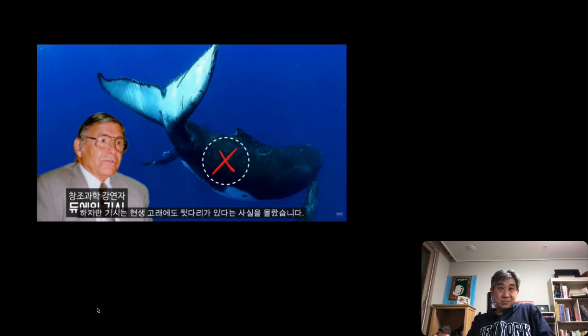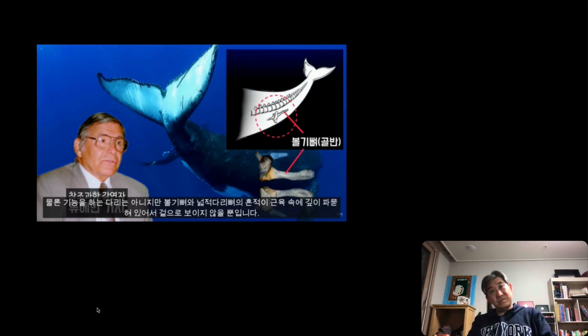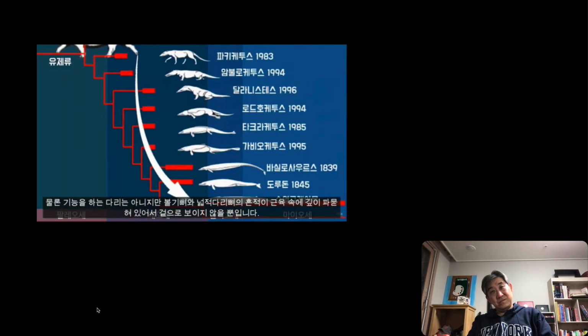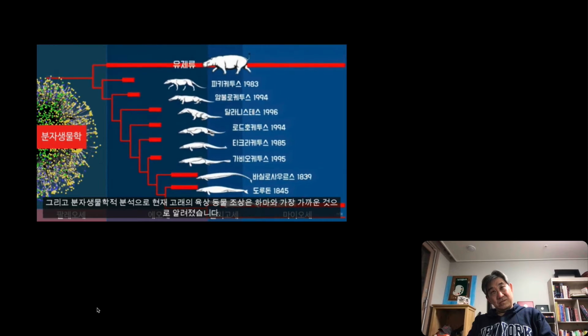하지만 기씨는 현생 고래에도 뒷다리가 있다는 사실을 몰랐습니다. 물론 기능을 하는 다리는 아니지만 볼기뼈와 넓적다리뼈의 흔적이 근육 속에 깊이 파묻혀 있어서 겉으로 보이지 않을 뿐입니다. 고래의 중간 단계 화석들은 숨어있는 뒷다리 외에 수백 가지의 해부학적 증거들로 입증되었습니다. 그리고 분자생물학적 분석으로 현재 고래의 육상동물 조상은 하마와 가장 가까운 것으로 알려졌습니다.